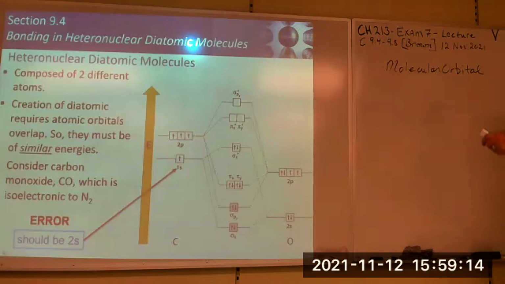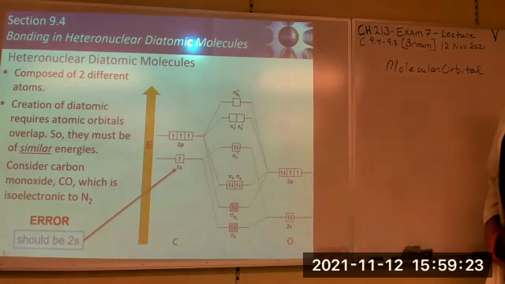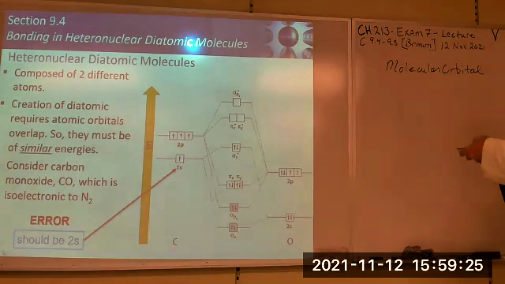Okay, so what do we do with heteronuclear diatomic molecules? For instance, here's carbon and oxygen in carbon monoxide. Well, carbon starts off at a higher energy level than oxygen does, right, for its atomic orbitals. So we get a little different arrangement of molecular orbitals. So we're still going to have the sigma here, right, formed from the 2s and the 1s.